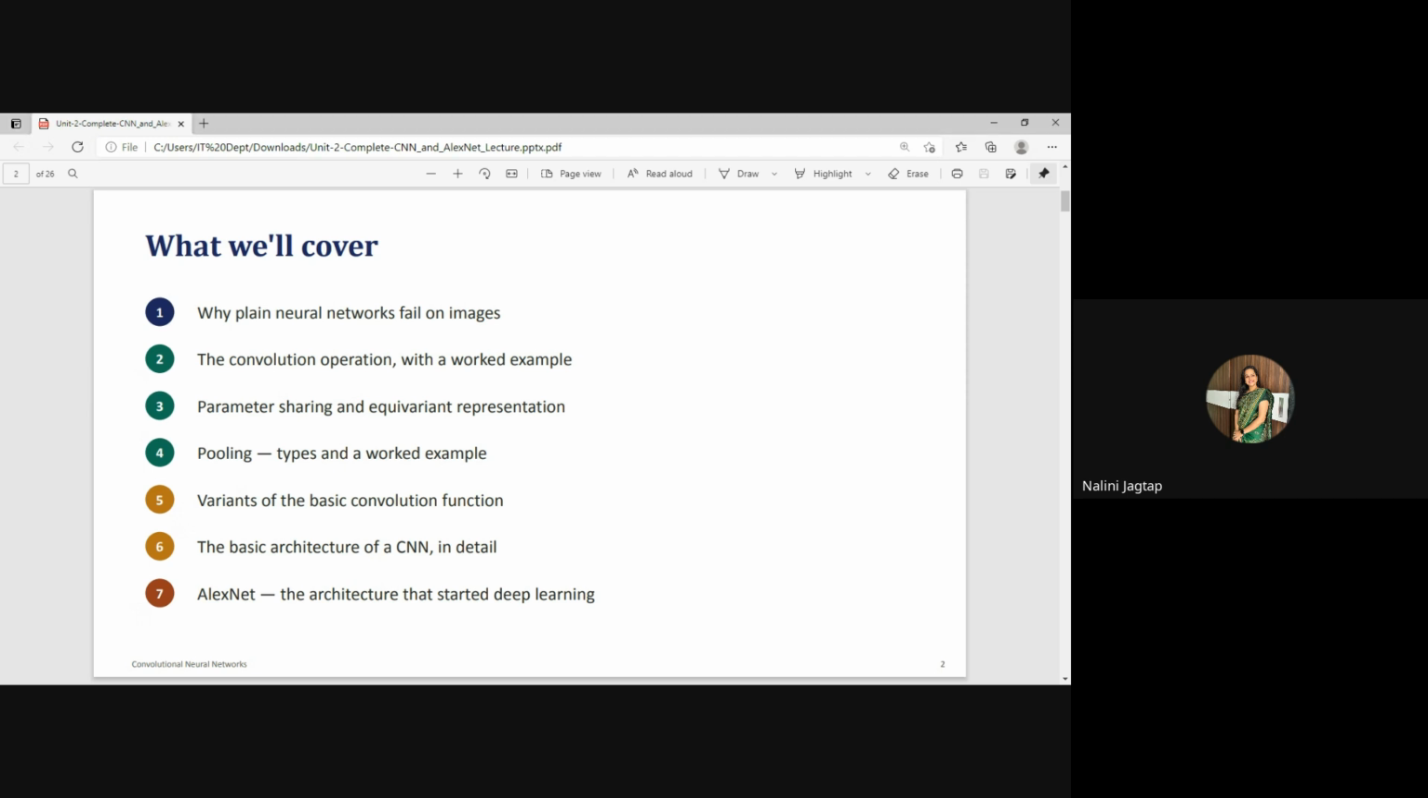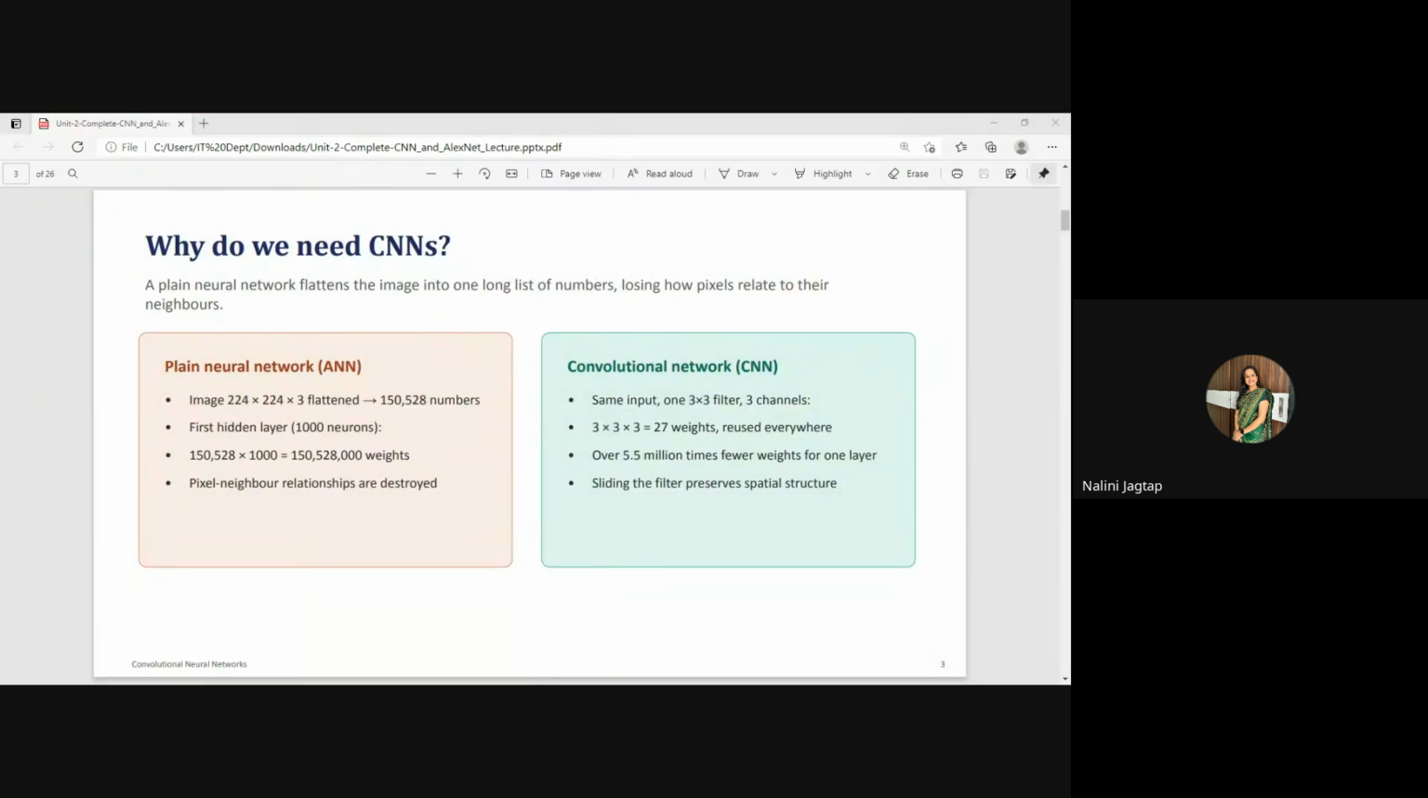Now let's see the most important crux. That is, why do we require the CNN? I hope you all are able to see the screen. Let me check again. Okay, so now you must be able to see the screen of why we require CNN. So let's start with the problem.